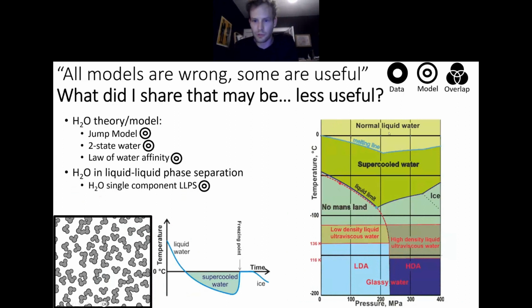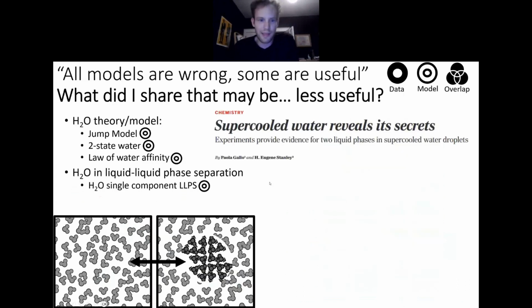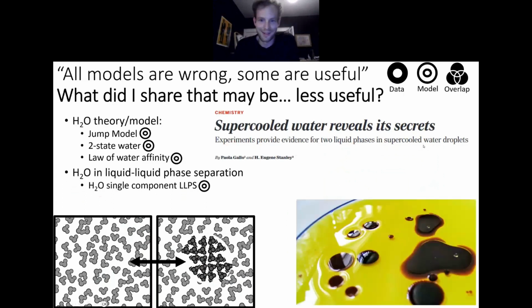But you can also approach this area that's called no man's land, where there's this theorized liquid-liquid limit. So this is theorizing that water at the right temperature and conditions can spontaneously phase separate into the high density and low density phases of two-state water. And this is something that gets science articles occasionally, like this 2017 one, 'Supercooled water reveals its secrets: experiments provide evidence for two liquid phases in supercooled water droplets.'